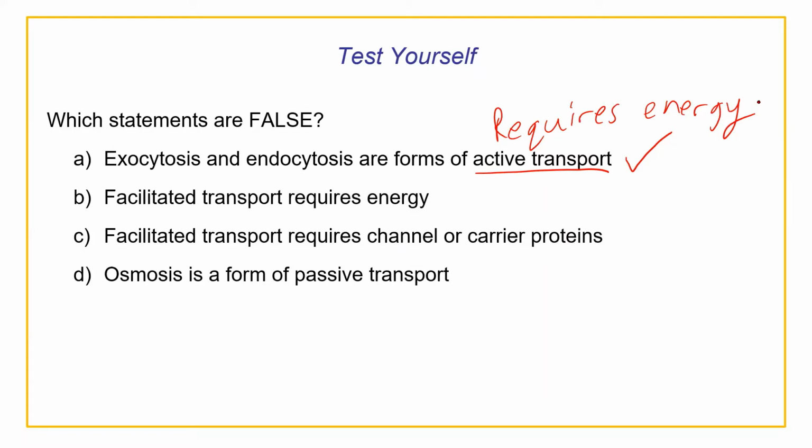B, facilitated transport requires energy. No, it does not. Facilitated transport is a type of diffusion. C, facilitated transport requires channel or carrier proteins. Yes, that is true. Facilitated means helping, and what is helping are these little proteins. And then the last one, D, osmosis is a form of passive transport. That is true. Osmosis is specifically a type of transport involving water, and we like water. It helps keep us alive.